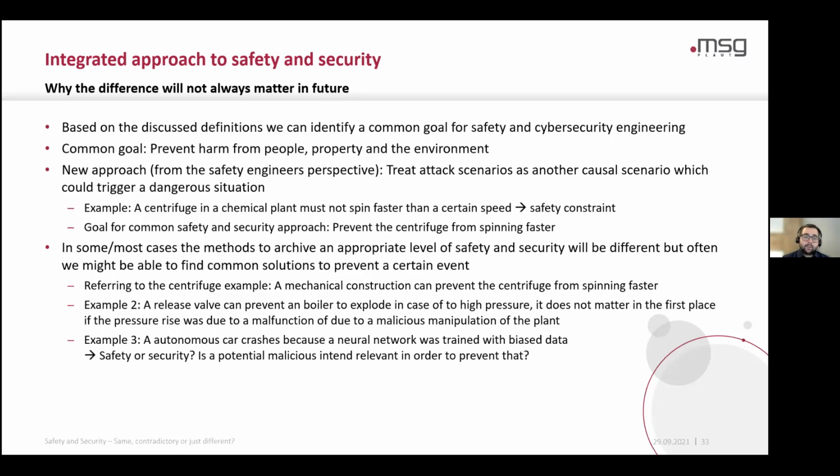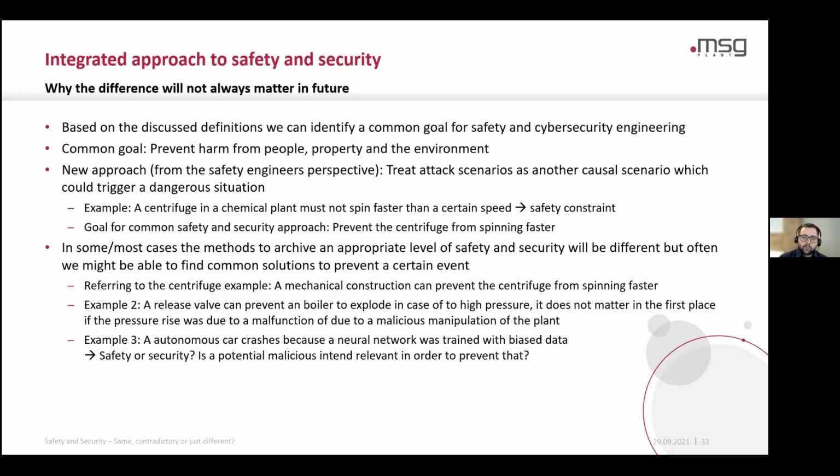And when we define the safety constraints, then we can treat attack scenarios as another causal scenario which could trigger a dangerous situation. So we say unintended acceleration is a hazard. Okay, how could an attacker trigger unintended acceleration? It would then not matter anymore if this is due to a component failure or due to a malicious attack. And not only on the goal level might we find common approaches, but also in the methods which we want to apply to achieve an appropriate level of safety.